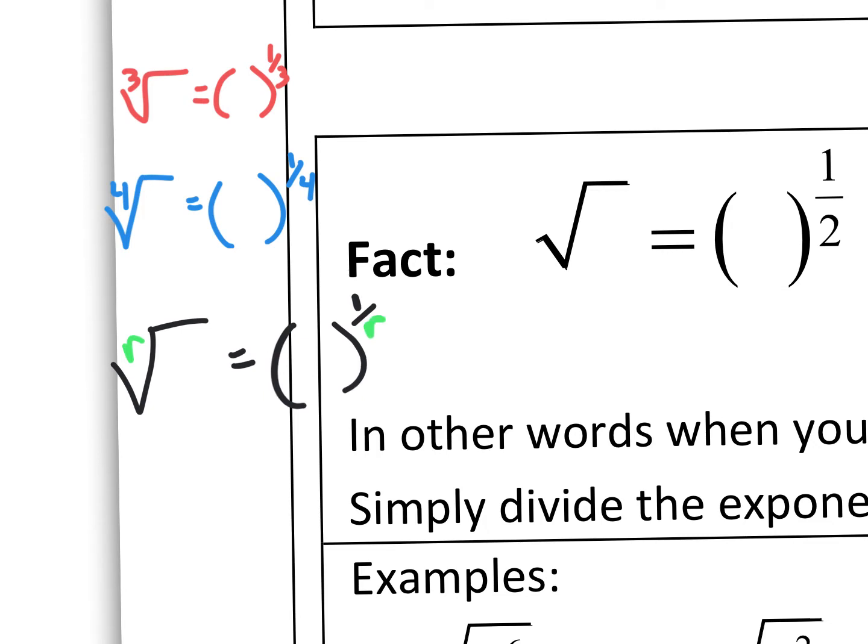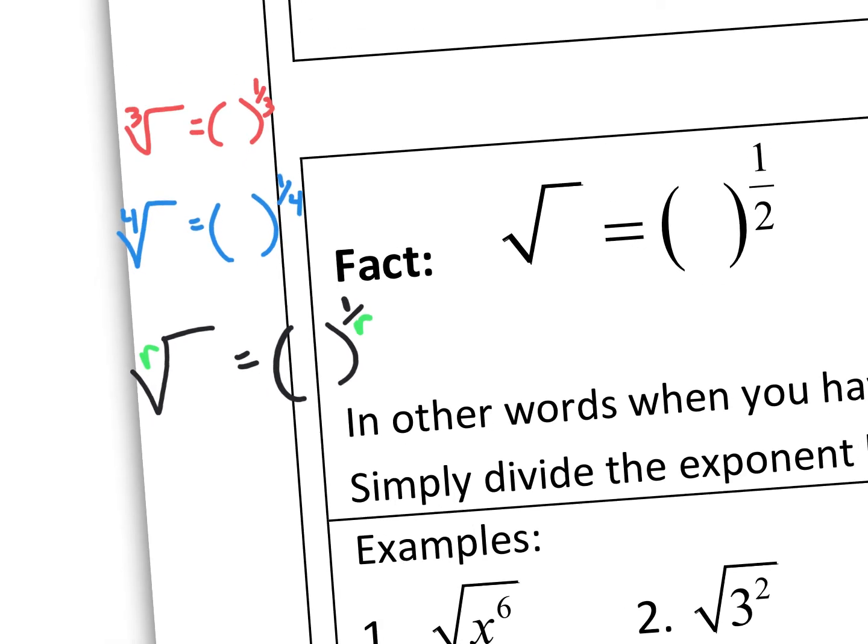Do you understand that? Cool. So the fifth root is the same thing as the power of 1/5. The eighth root is the power of 1/8, and so on and so on. Okay, so keep that in your mind forever, because you need that.